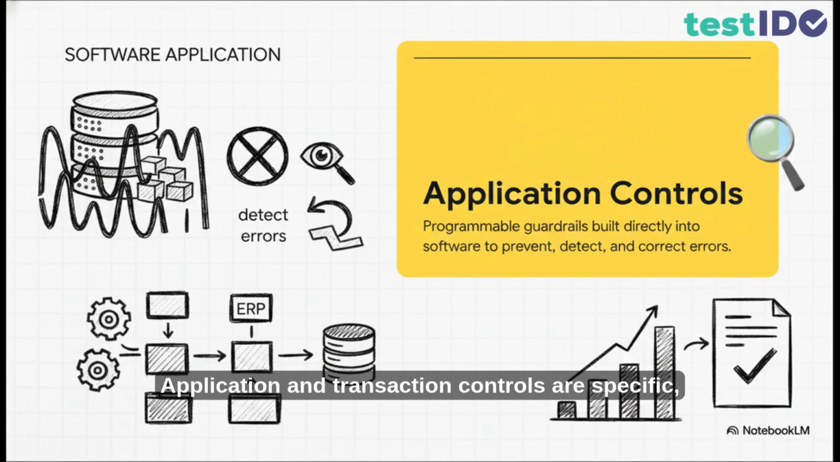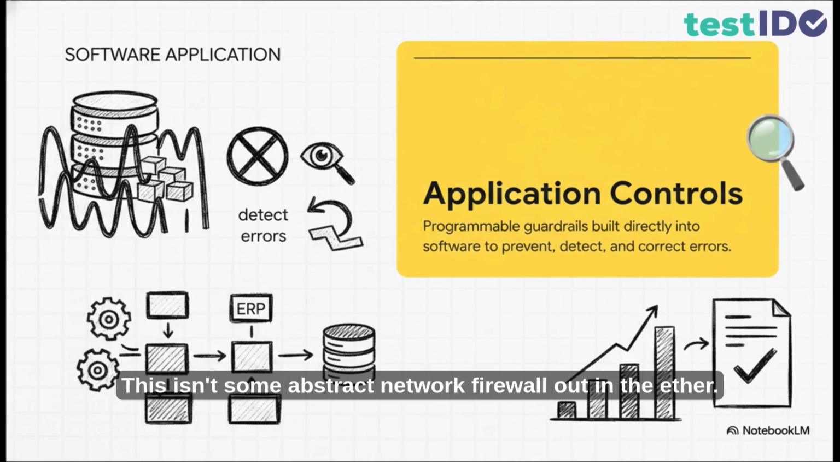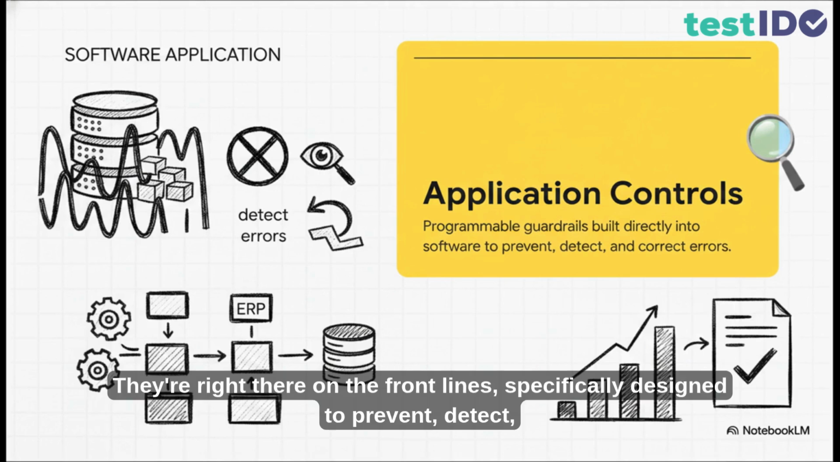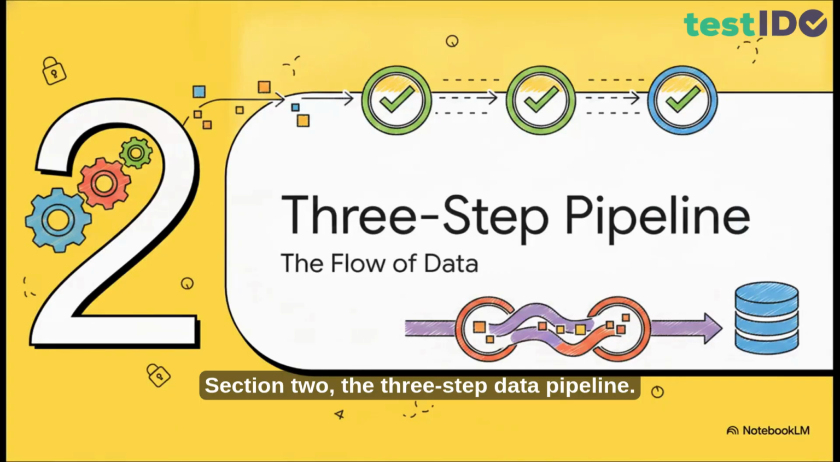Application and transaction controls are specific, programmable guardrails built directly into your software applications. This isn't some abstract network firewall out in the ether. No, these controls live right inside your daily tools, like your ERP, your payroll system, or your inventory ledger. They're right there on the front lines, specifically designed to prevent, detect, and correct transactional errors way before they can corrupt your financial statements.